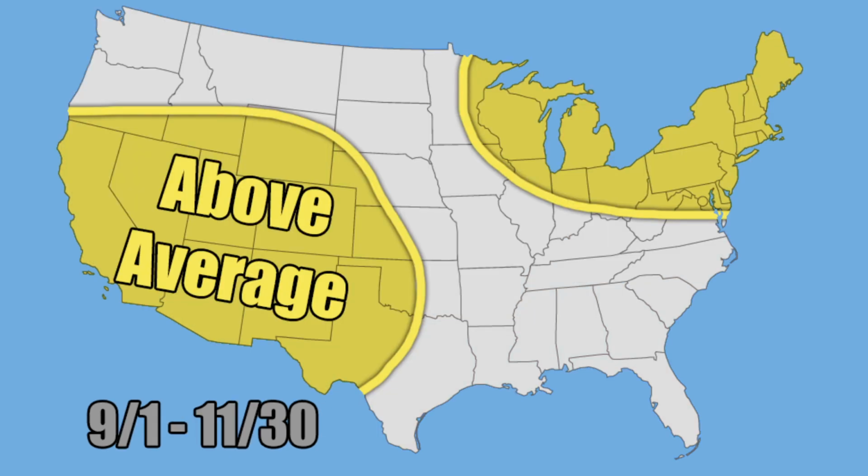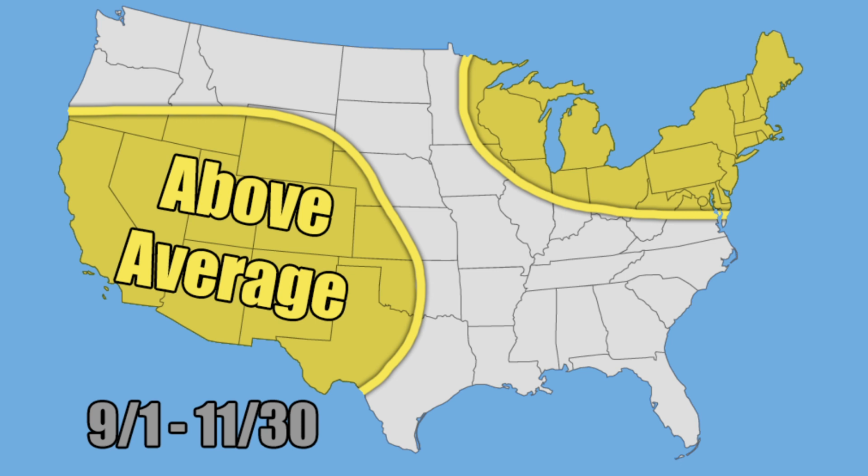Now, here is my temperature forecast for the fall months, and then we'll get into whether I think you'll see your first snowfall earlier or later than normal. So here in this yellow shade, this is where I'm expecting slightly above average temperatures, and this is all from my fall forecast, which you can go find on my channel, by the way.